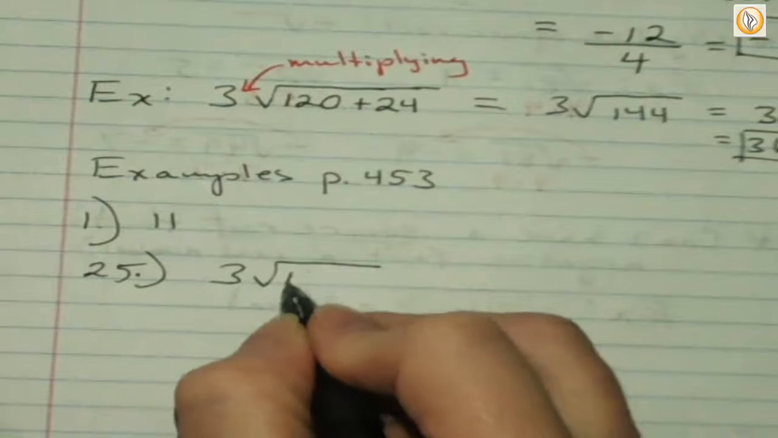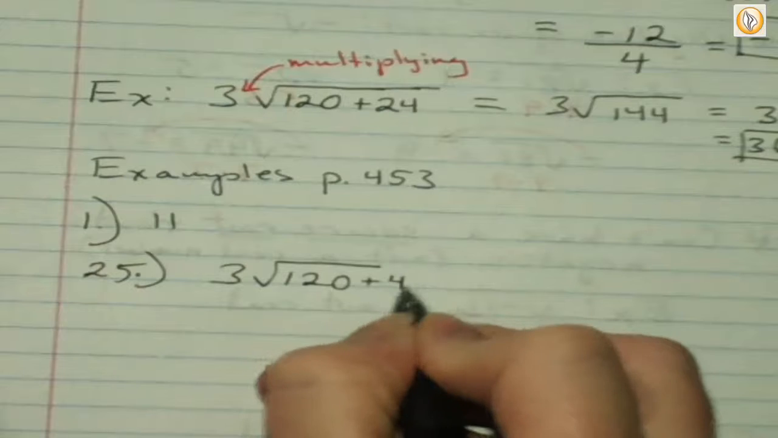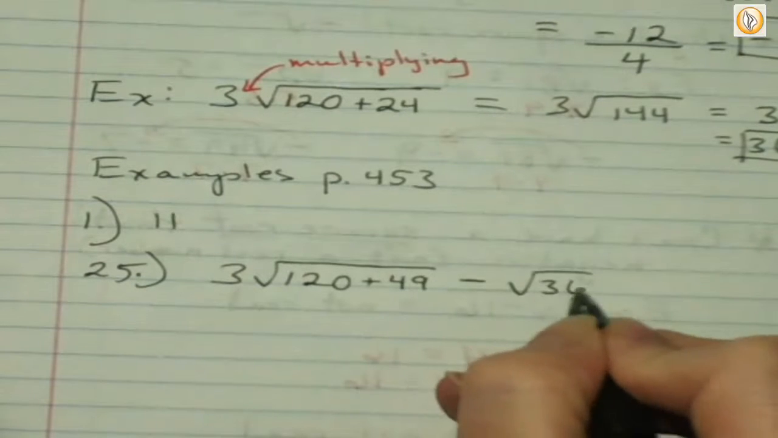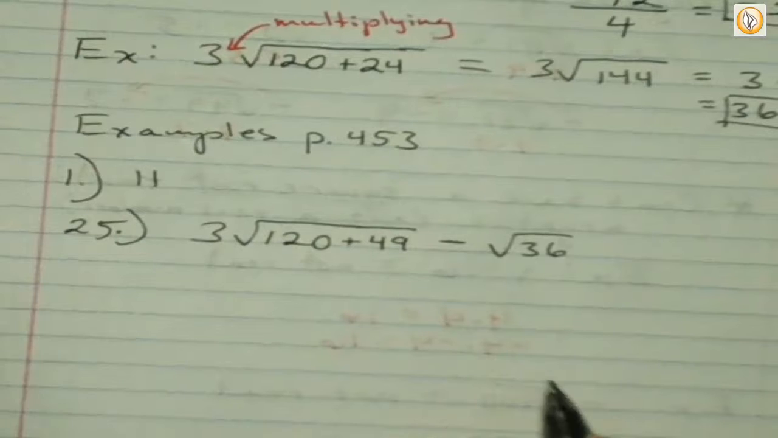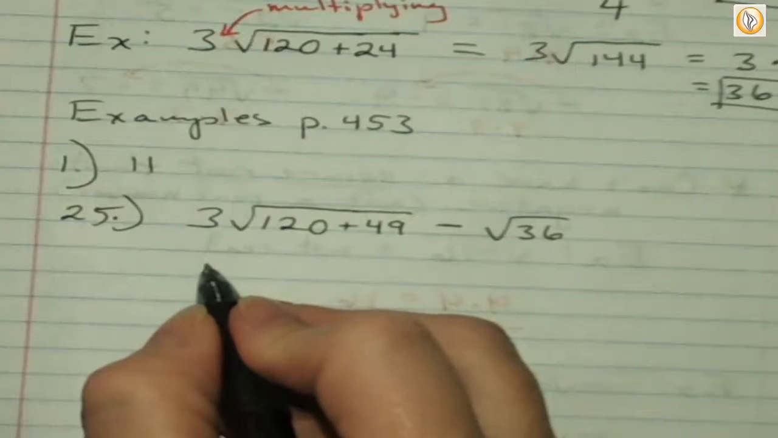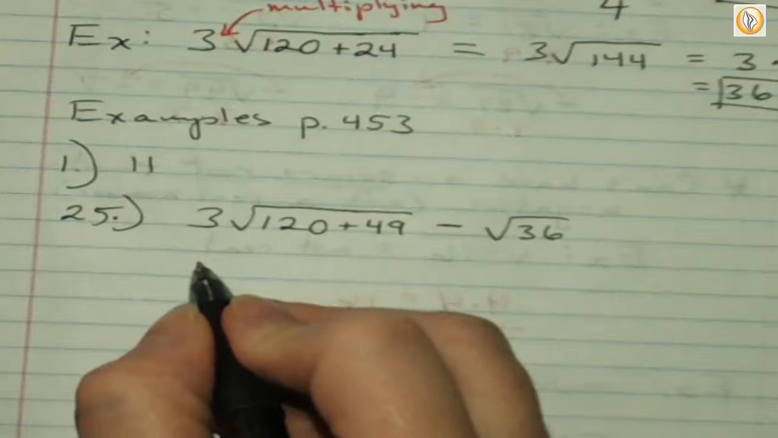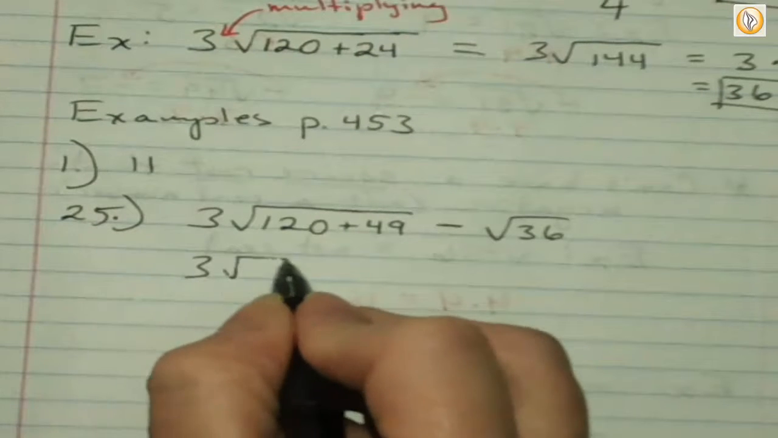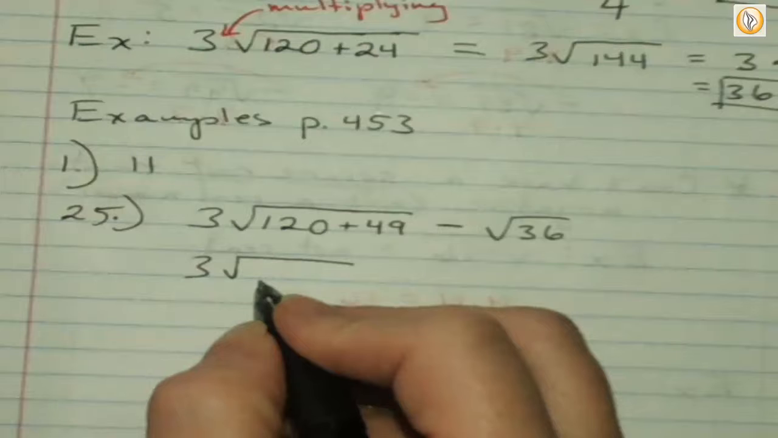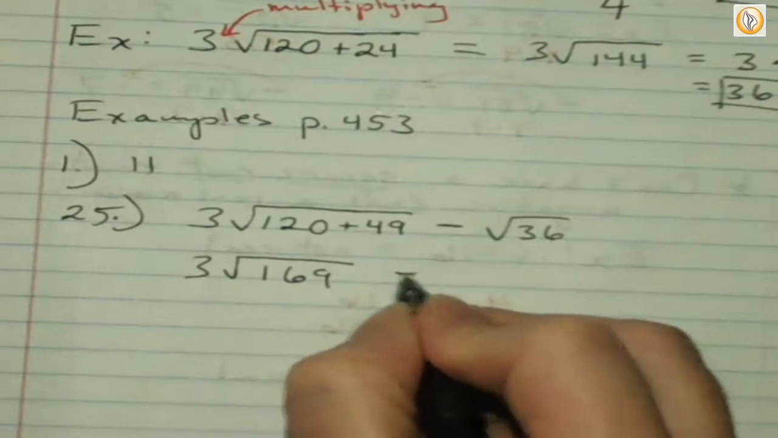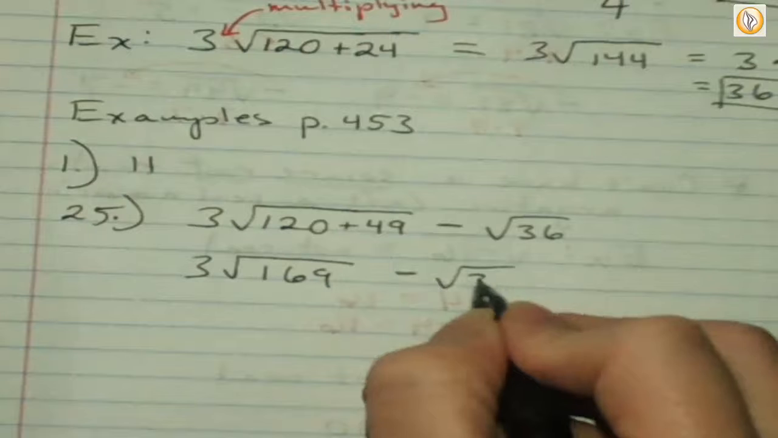3 times the square root of 120 plus 49 minus the square root of 36. All right, go. Okay. So you have to add 120 and 49. So it's 3 times the square root of 169 minus the square root of 36.